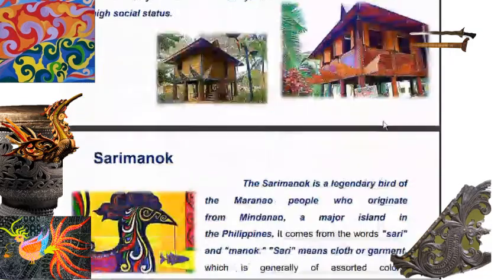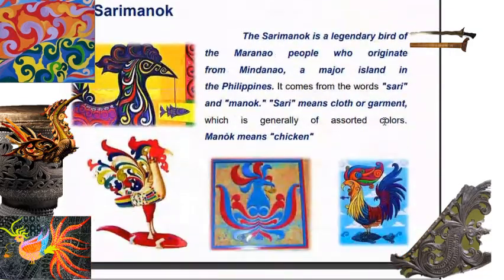Okay. Sarimanok, the legendary bird of the Maranao people who originated from Mindanao, major island in the Philippines, comes from the words sari and manok. Sari means cloth or garment, which generally comes in assorted colors, manok, chicken.